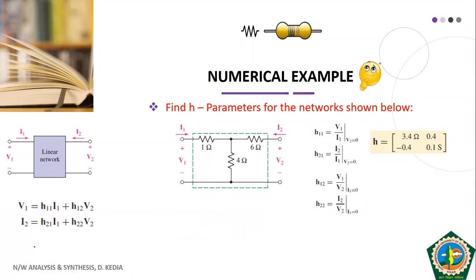Now let us move forward. Now we will find out H21. In order to obtain H21, we have to make V2 0, means you short this. If you look at the circuit carefully, what we need to find out is the relationship between I1 and I2. This point is short.